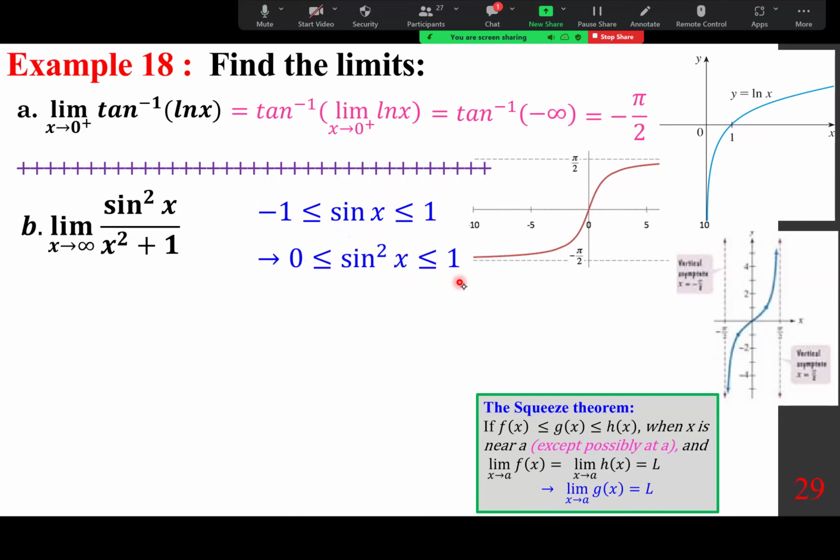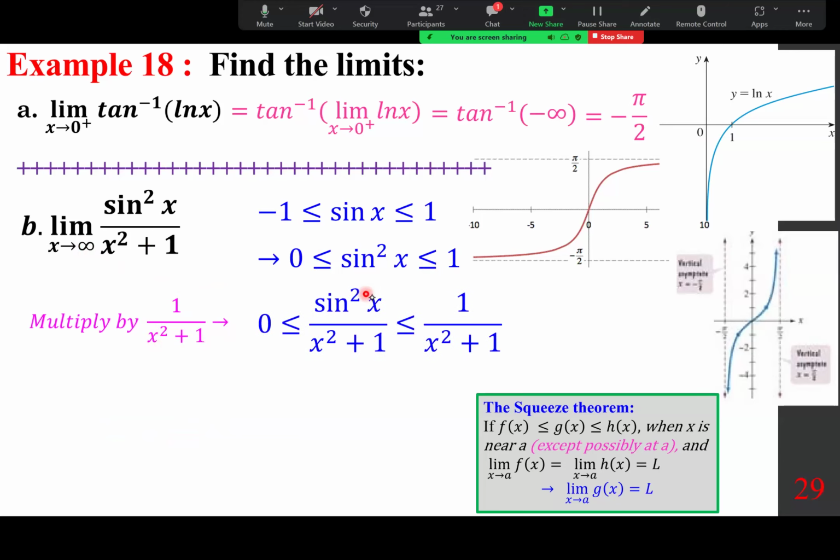Okay. Now we want to make it look like that. So all you have to do is multiply by 1 over x squared plus 1. If I multiply by 1 over x squared plus 1, it will look like that. And before I multiply, because x is approaching infinity, and even if it was not infinity, this expression is positive because x squared makes it positive, right? And plus 1, so it doesn't change the sign. It won't flip over. Remember, if you multiply by a negative, the signs will flip over.